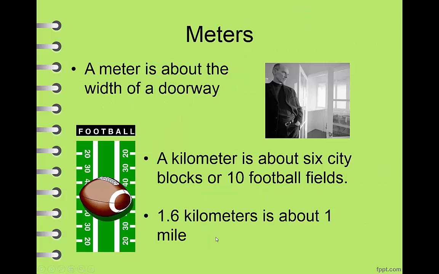A meter is about the width of a doorway. It's about 3 feet, 39 inches is what you get. Okay. Now, I multiply it by 1,000, a kilometer, that's about 6 city blocks or about 10 football fields. There are about 1.6 kilometers in 1 mile.